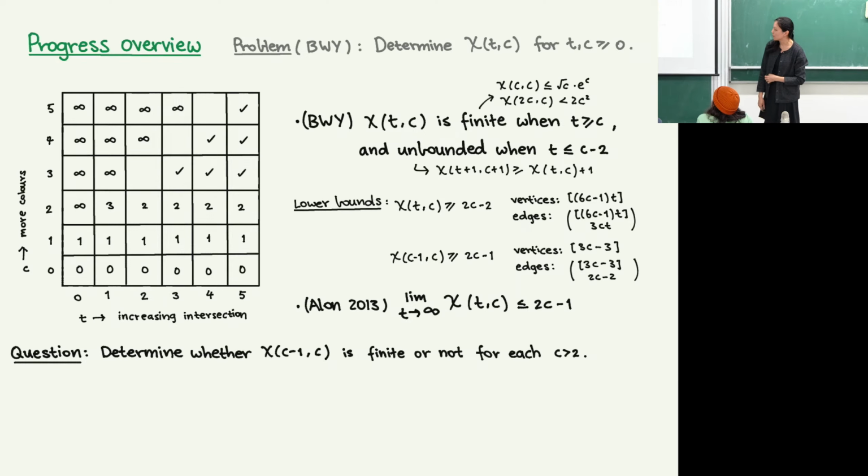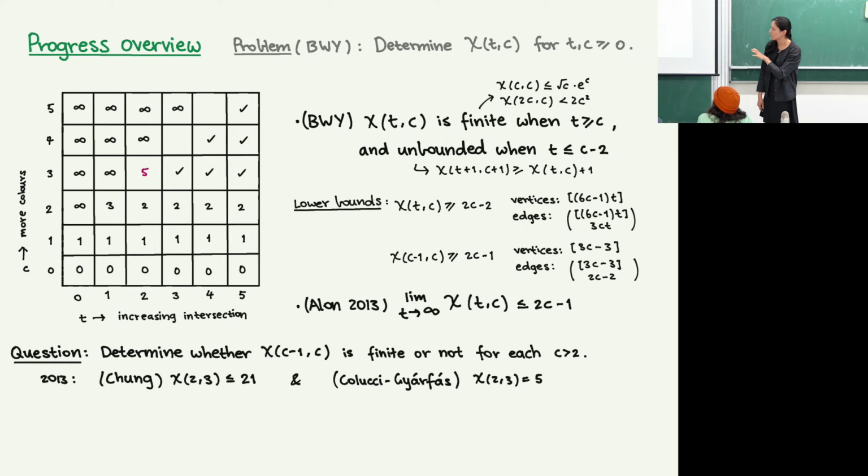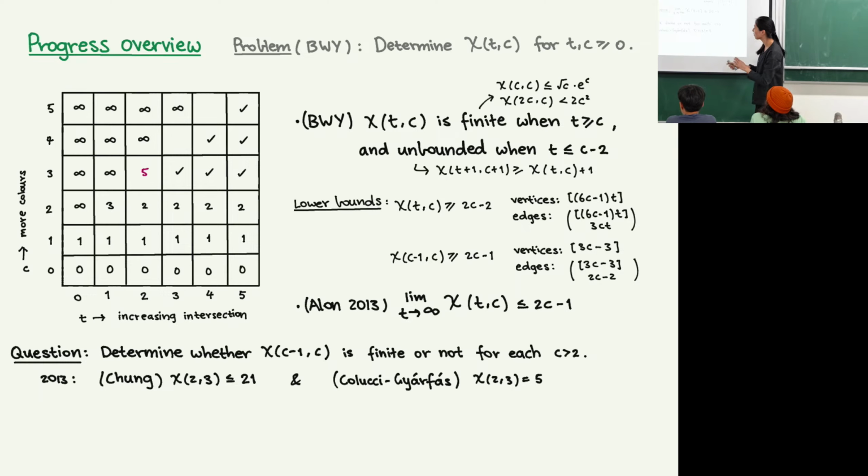Okay, so since that was posed, a little bit more progress was made. It's still in 2013 though, so it's quite soon after it was asked. So independently, Chung and Colucci and Győri showed that chi 2,3 is finite. So Chung showed that it's at most 21, and then Colucci and Győri showed that it's actually equal to 5. This is tight, it matches the 2c minus 1 bound up here. So we're able to fill in that value there.